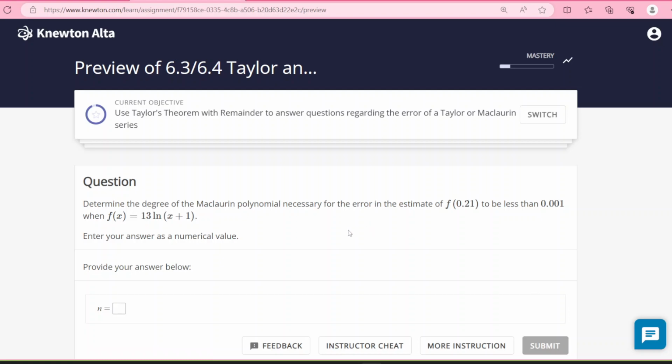All right, so this is another one of these where this is like the very first problem we saw in this video. So this time I'm going to do it the way that was laid out in the answer explanations from that first problem, where we'll take it one term at a time, one step at a time, all right, until we get the degree of the Maclaurin polynomial necessary for the error of the estimate f of 0.21 to be less than 1,000th, when f is this.